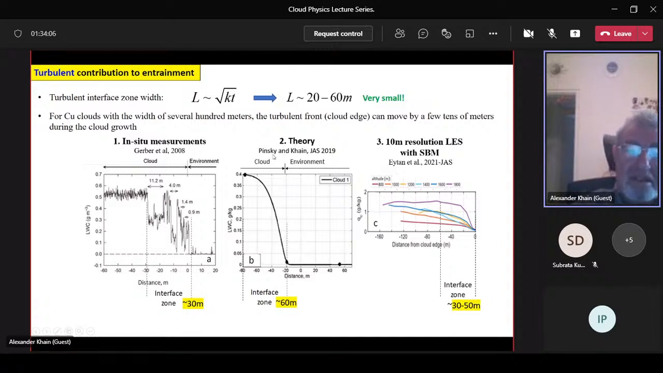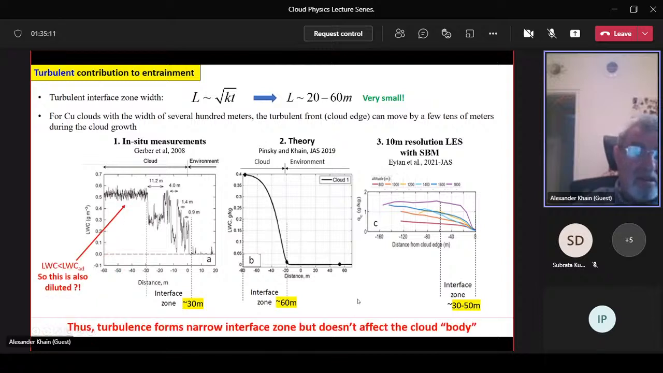Then here is a theory. Here is a solved equation, the so-called equation of diffusion evaporation. We take into account diffusion and evaporation. And also we plot here the dependence of liquid water content on distance. And this is within cloud, this is outside of cloud. And we see again the interface zone caused by turbulence is 60 meters. And at last, here in a 10 meter resolution LES simulation with spectral bin microphysics, this is the distance from cloud edge and liquid water content. And we again see this interface zone with widths of 30 to 50 meters.